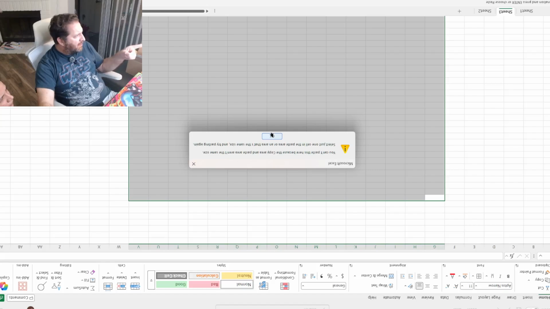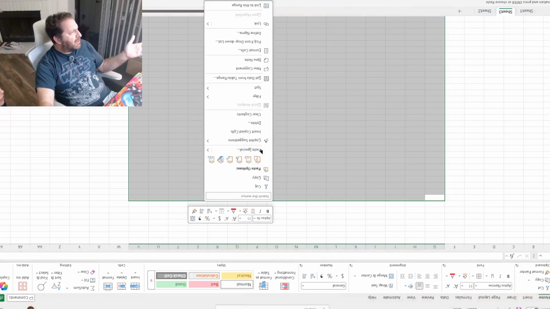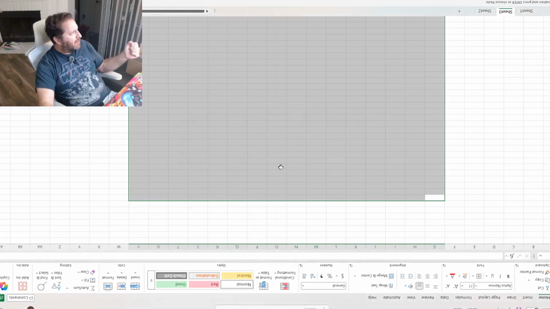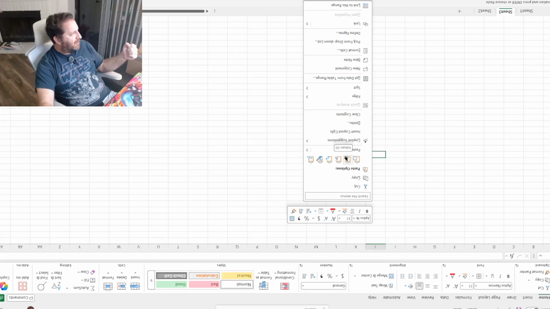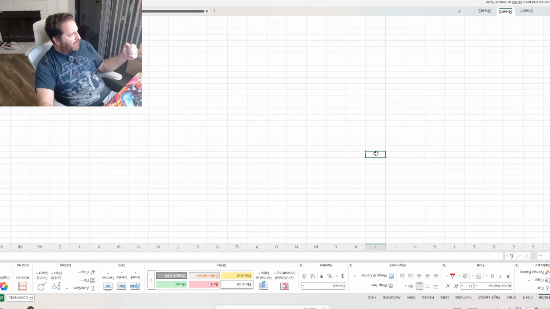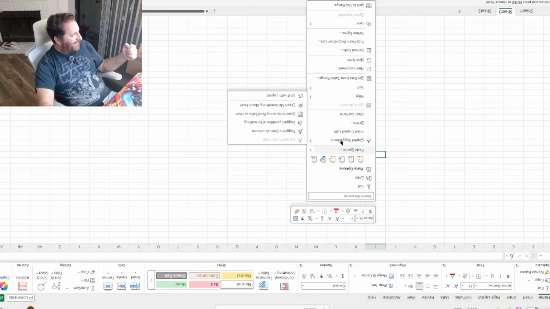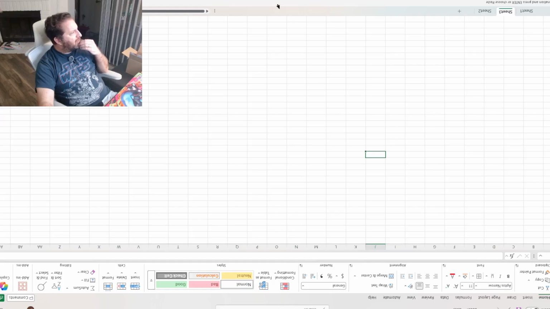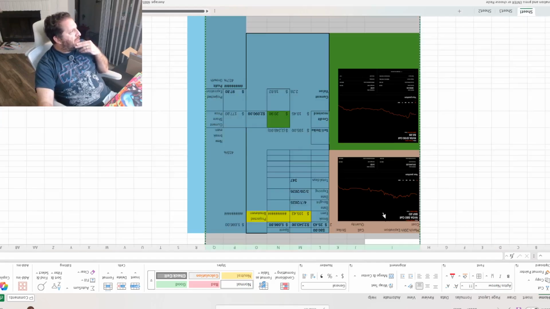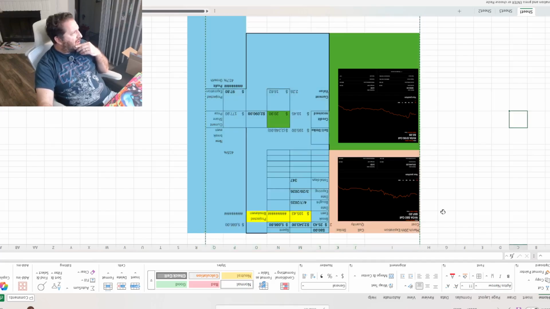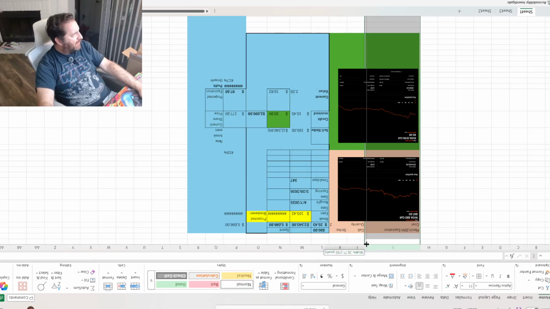Select just one cell. Wait, what happens if I do this? I don't know. I feel like we're missing something. What are we doing wrong? Why is it not going in now? Insert copy cells and see. What did we miss here? Okay, hang on. Okay. Shift. Oh no, that's not it.